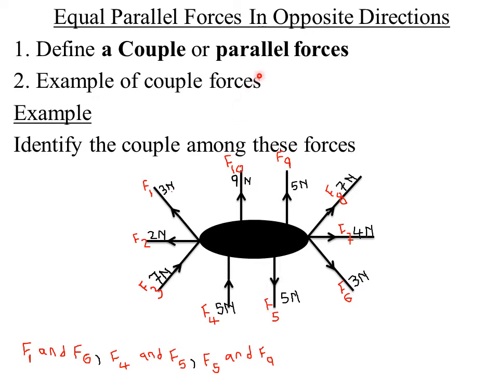So because they satisfy all the 3 conditions for them to be categorized as a couple, therefore we conclude that force F4 and F5 form a couple.